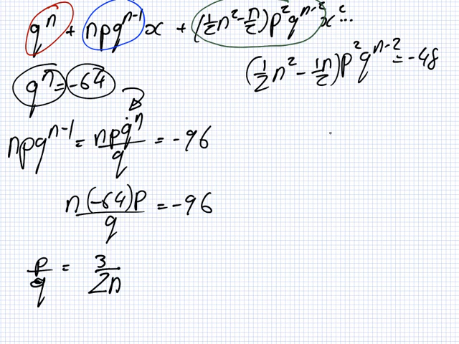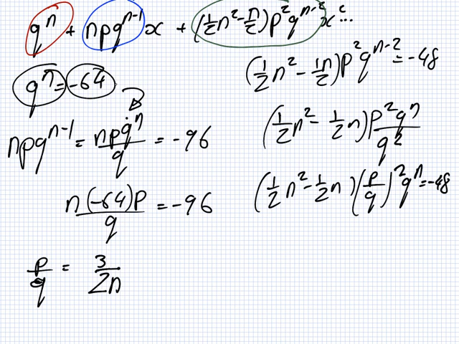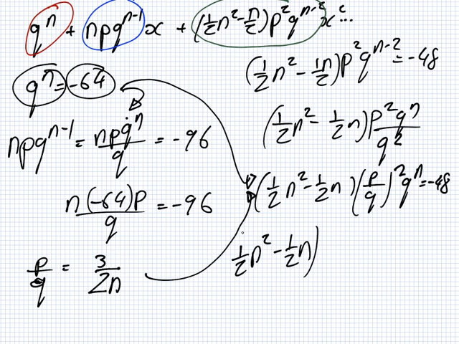Yeah? Now this can be rewritten as a half n squared minus a half n, p squared q^n over q squared, which can be written as a half n squared minus a half n, p over q squared, q^n equals minus 48. But taking this and putting it in here for the q^n, and taking this and putting it in for the p over q, gives a half n squared minus a half n, 3 over 2n squared, times minus 64 equals minus 48.